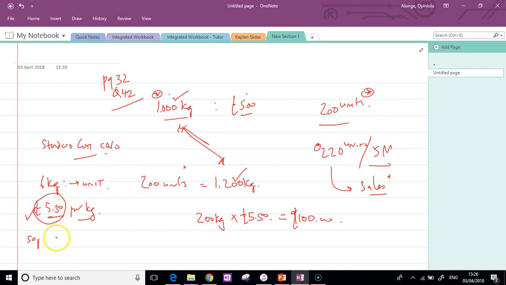He should have spent £5.50. So we have £5.50 minus 5, which is 50p. The question is, how many kilograms did he buy? Well, he bought 1,000 kilograms. That's how many kilograms the guy bought in. So we have a £500 favorable variance.